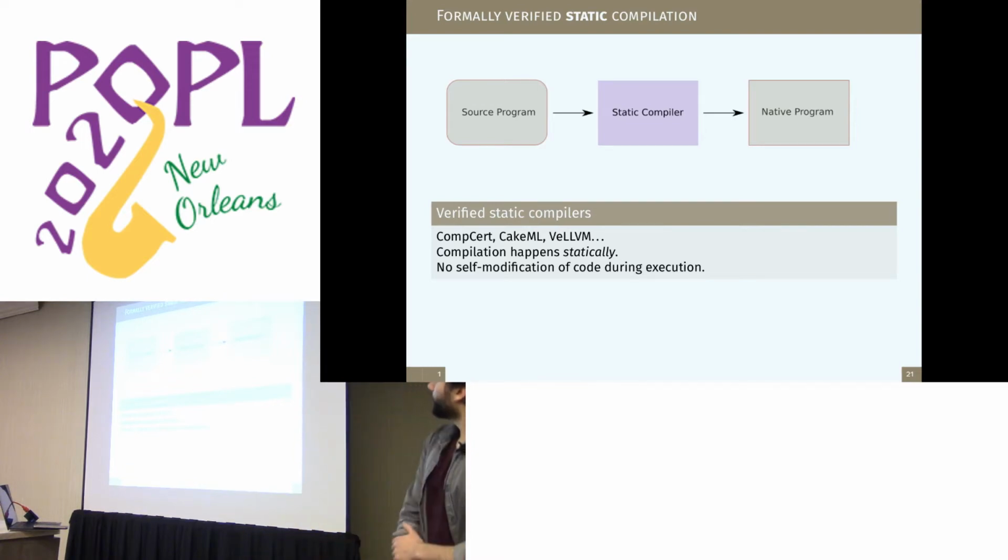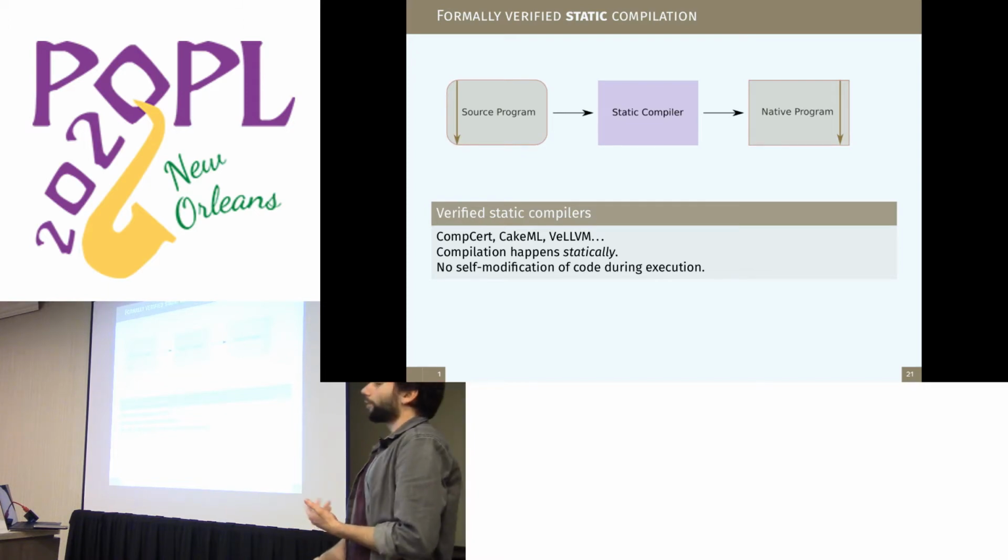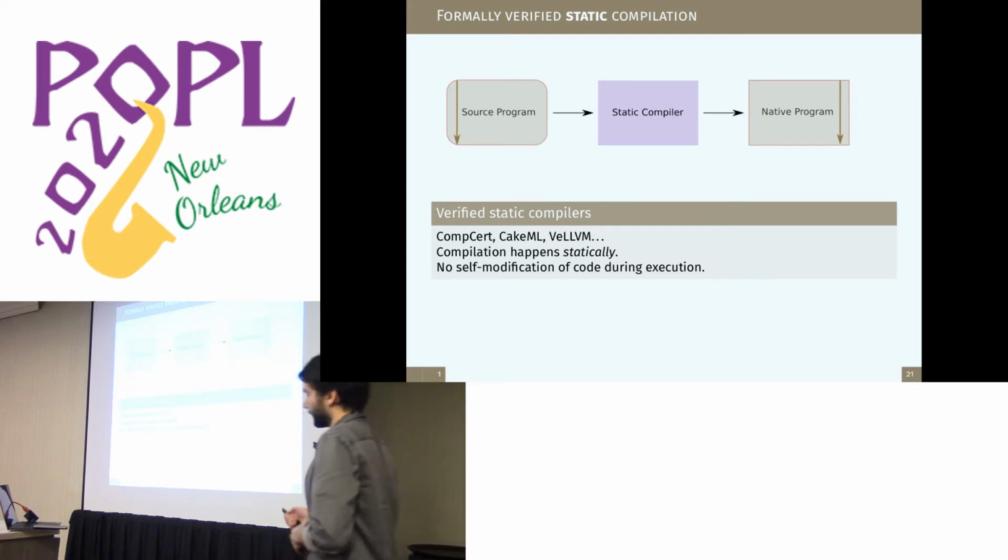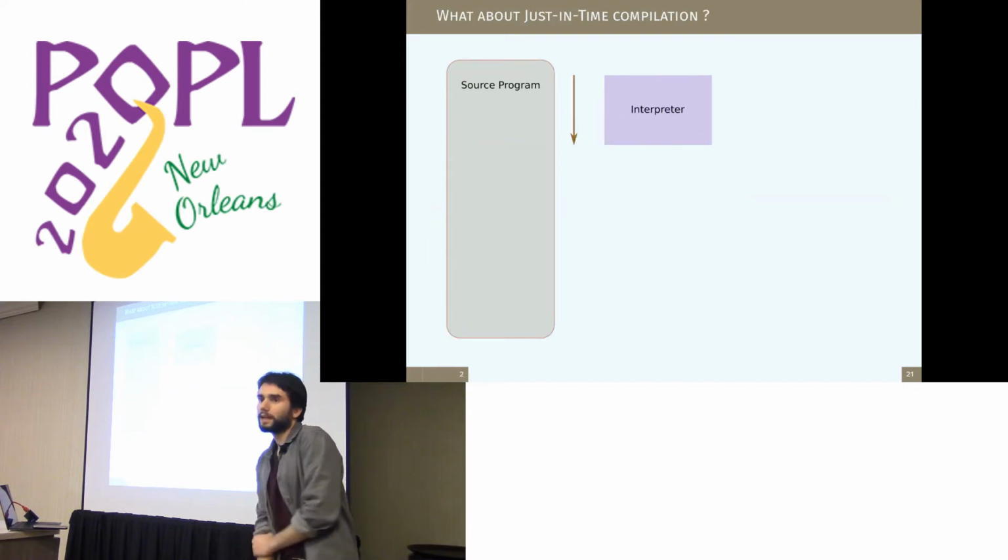Now, if you want to prove a static compiler correct, what you usually have to do is find a way to prove that any behavior of your native program, your compiled program, actually matches the behavior of your source program. If you show that, then you prove that your compiler preserved the behaviors and did not introduce any bugs. Now, what about just-in-time compilation?